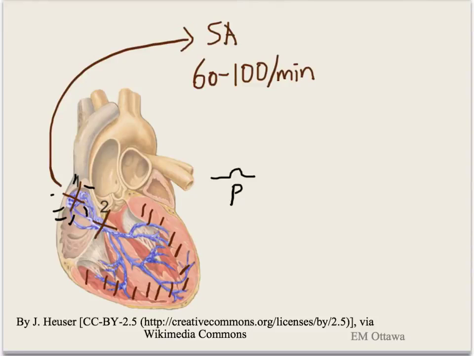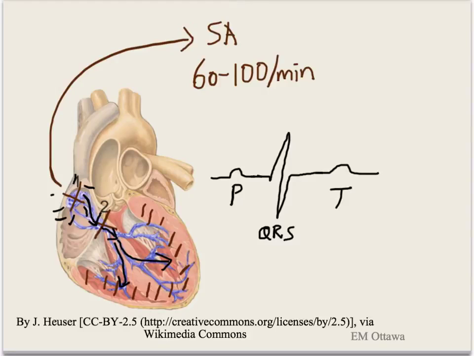It then travels to the AV node and down the His Purkinje fibers. It then splits into the left and the right bundle branches, causing ventricular depolarization. That gives you the QRS complex. T waves represent repolarization of the ventricle. That is what happens if the sinus node is in charge of pacemaking.